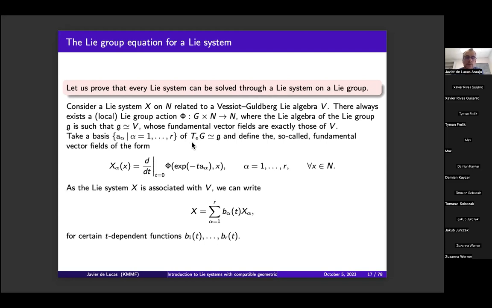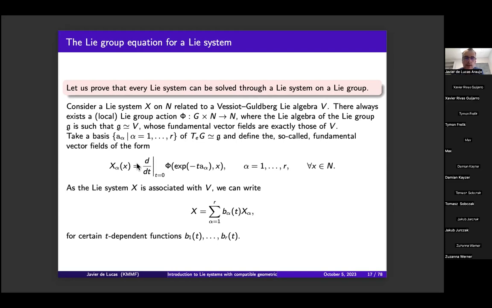Look this way. You have your Lie group, and you have the tangent space to this Lie group, and you have a basis of this tangent space at the neutral element of the Lie group. So the fundamental vector fields are the vector fields given by this expression. At a point x, the vector field X_alpha is the derivative with respect to time at t equals zero of the action of one curve in the group, the exponential of minus t a_alpha. This is a one-parameter subgroup of the group acting on x.